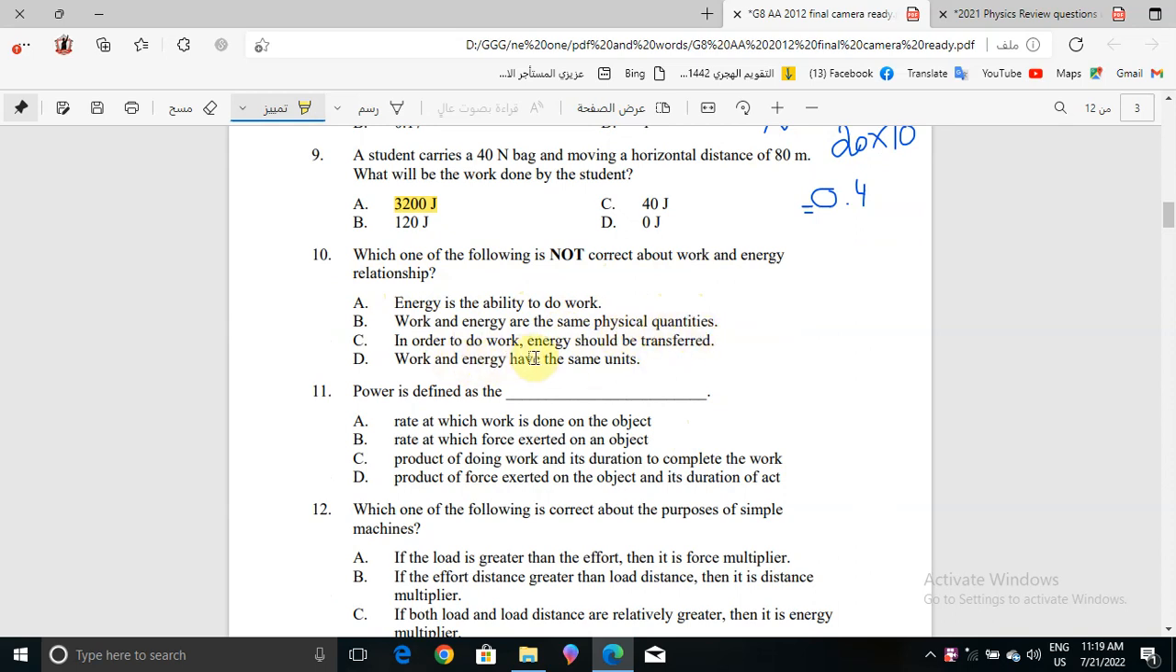In order to do work, energy should be transferred, or work and energy have the same units. The one which is not correct will be "work and energy are the same physical quantities," but it's not. So that means A, C, and D are correct about the work and energy relationship, but B is not correct.